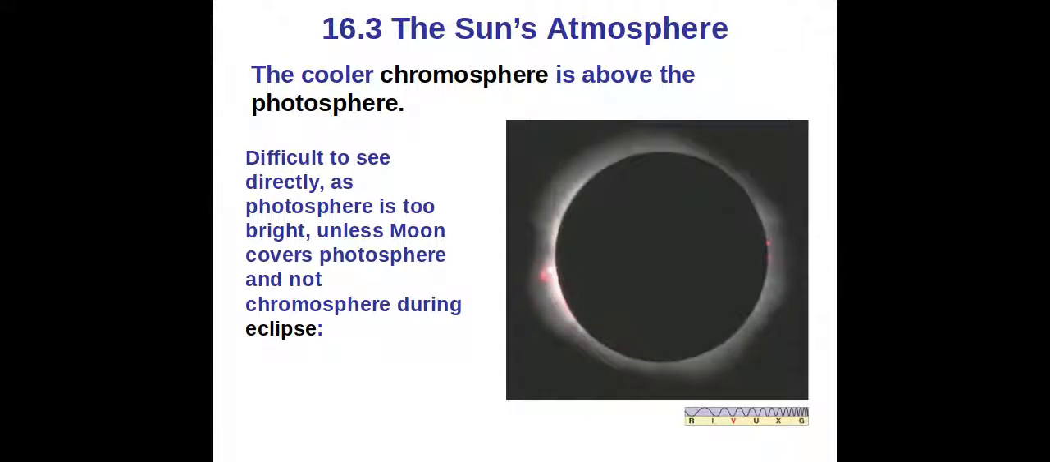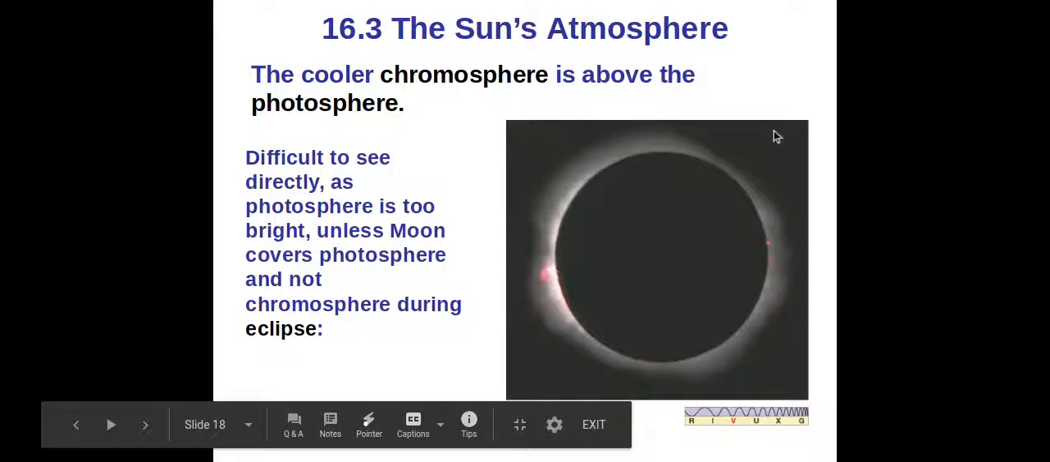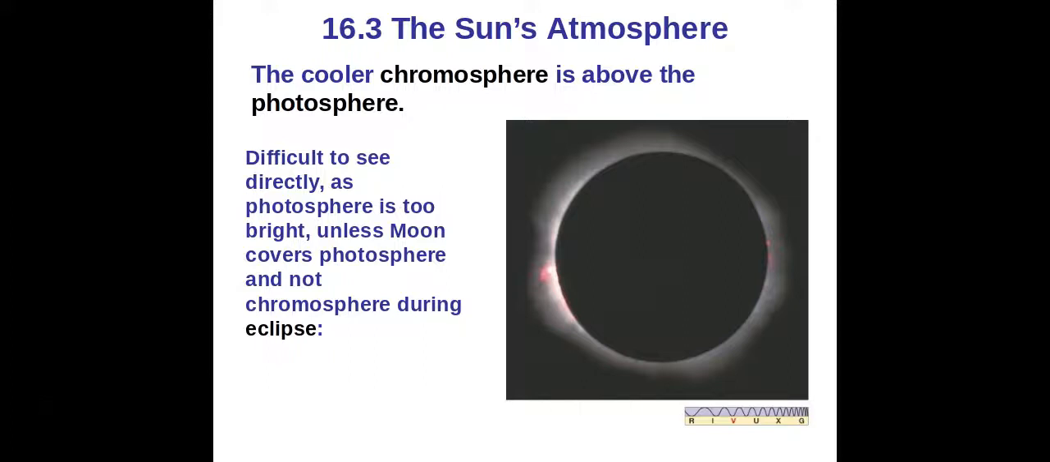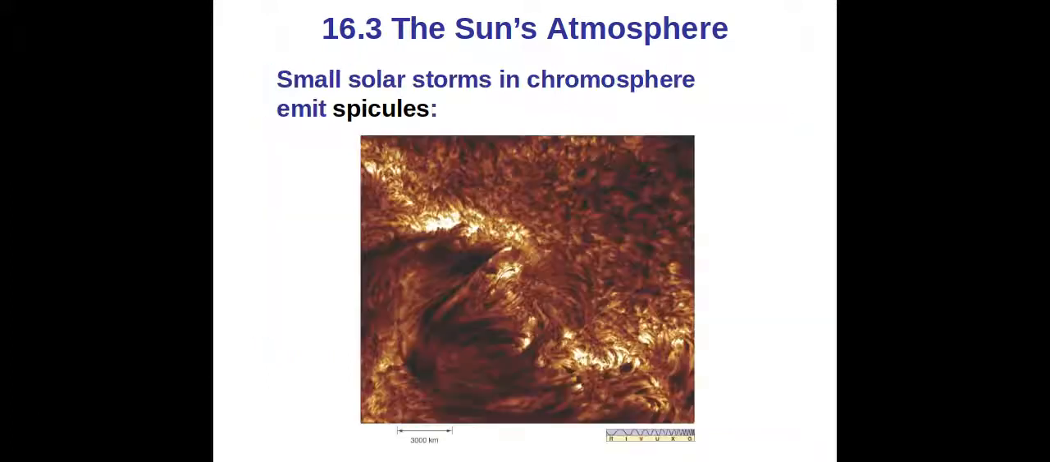The cooler chromosphere is above the photosphere. Difficult to see, but during a solar eclipse, you can see some different features that you wouldn't normally be able to see. Here, you can see the corona going out around there. You can see solar flares around the edge, all sorts of features.